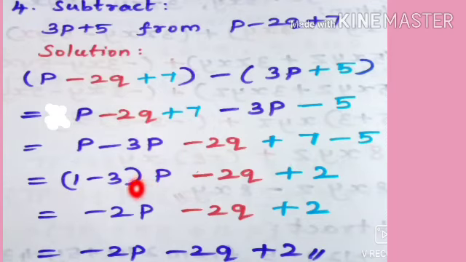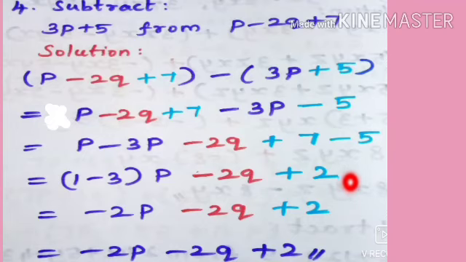In the next step, we have to subtract the coefficients of like terms separately. So, the coefficient of p is 1 and the coefficient of minus 3p is minus 3. So, 1 minus 3 is minus 2p. So, here the q term is minus 2q. And plus the constant value is 2. That is 7 minus 5 is 2. So here we get minus 2p minus 2q plus 2, which is the required algebraic expression.